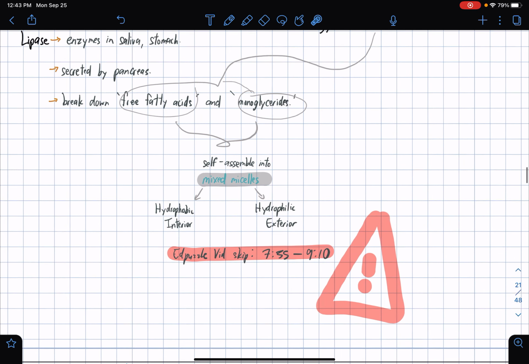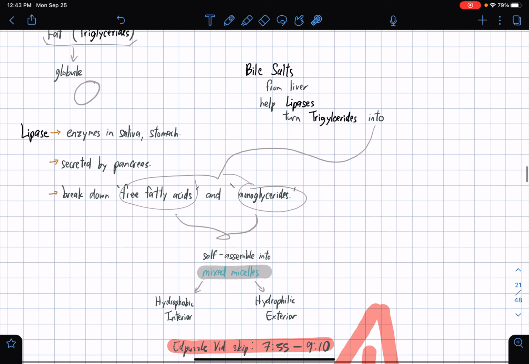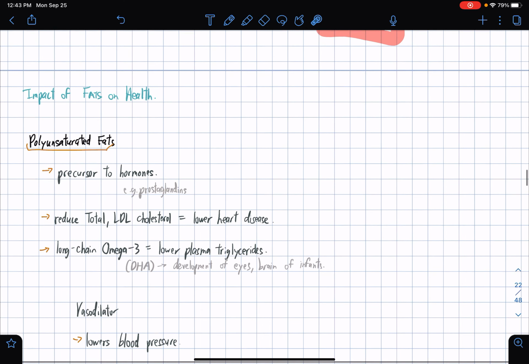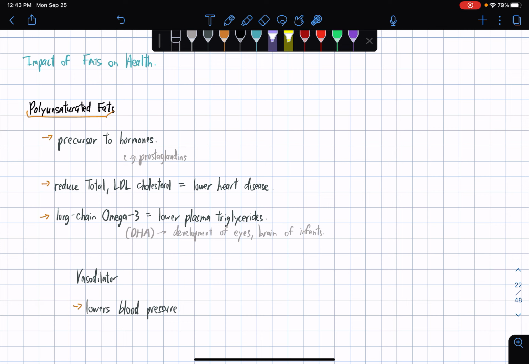So yeah, I skipped this part, by the way. I didn't notice that, but anyways. The impact of fats on health. Polyunsaturated fats serve as a precursor to hormones, for instance, prostaglandins, and they reduce total LDL cholesterol. Yes, I mentioned about LDL earlier. LDL basically stands for low density lipoprotein.